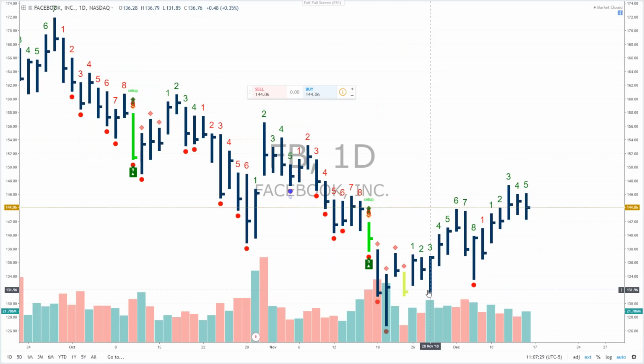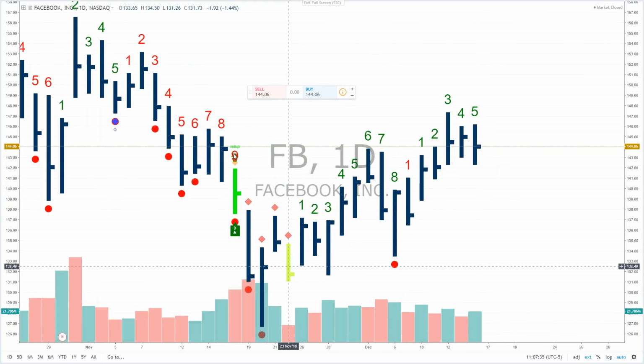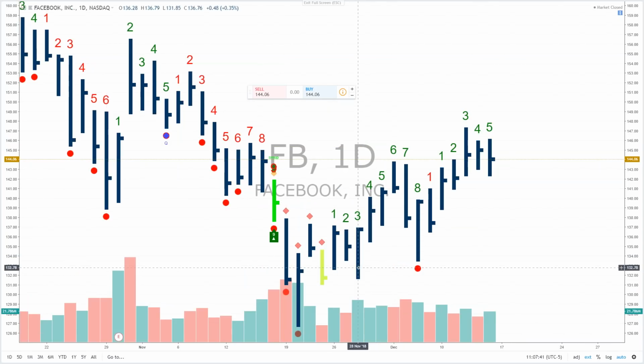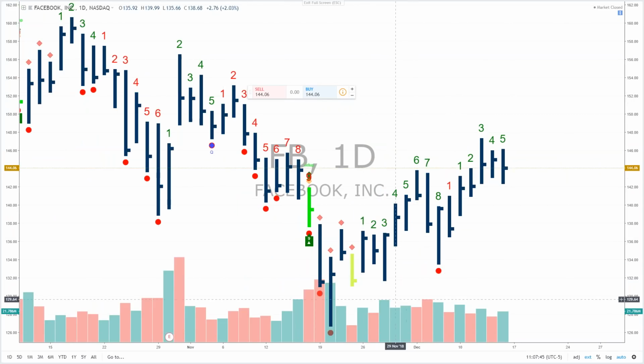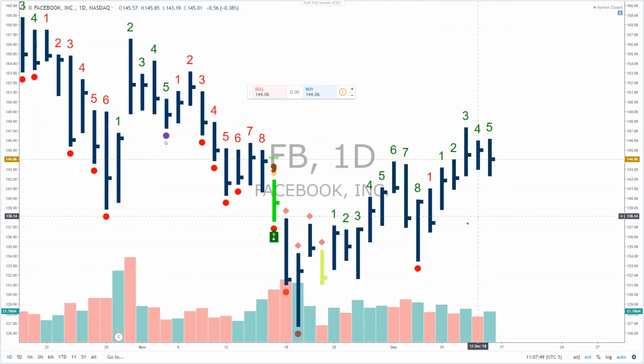Is this the start of a new rally? Probably not. Who the hell knows? But this is what I stress, even in the worst bear markets. If you're patient and you're selective, this is what you're looking for on the long side. You can see it put a bottom in and just gradually started to creep and climb higher. And more importantly, buying coming into the weakness on down days.